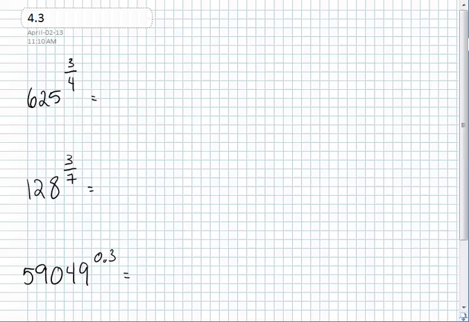625 to the power of 3 over 4, 128 to the power of 3 over 7, and 59,049 to the power of 0.3. That last one's a tricky one, but you can do it. I would recommend you convert it to a fraction, don't leave it as a decimal like that. All right, and then we'll go over those tomorrow in class, and you'll get marked for doing it. So I'll see you all tomorrow.